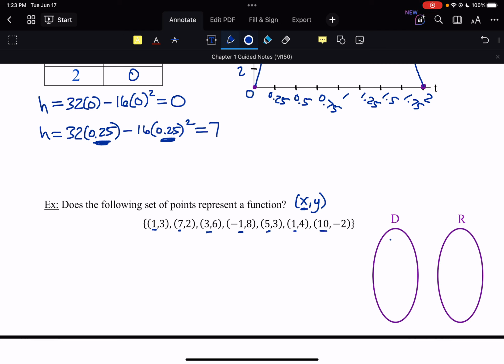So we have 1, 7, 3, -1, 5. We already have a 1 and then a 10. And now for the range, we go to the outputs. So to the y's, that's 3, 2, 6, 8, 3, 4, negative 2. So get 3, 2, 6, 8. 3 we already have. 4 and negative 2.